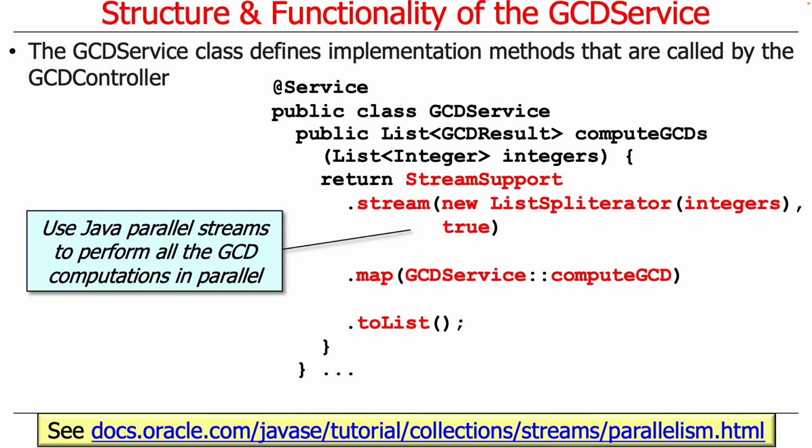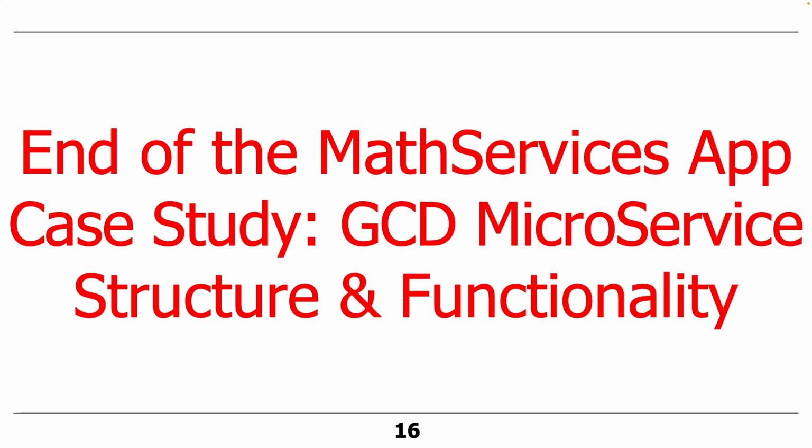So we're also going to make a parallel stream out of this, and then we're going to compute the GCD, and that's going to give us a stream of what are called GCD result objects, which are of type record. We'll talk about that. And then we'll convert that into a list, and that gets returned back as the list of GCD results. We'll look at that in more detail when we look at the code.